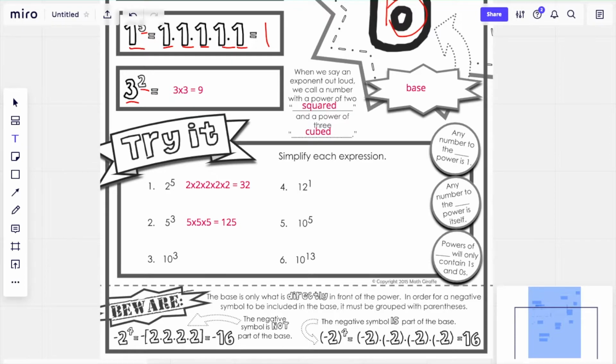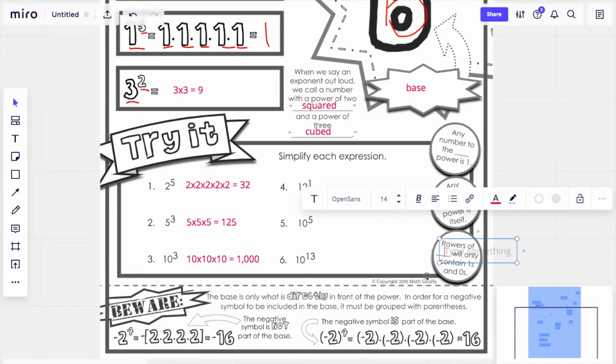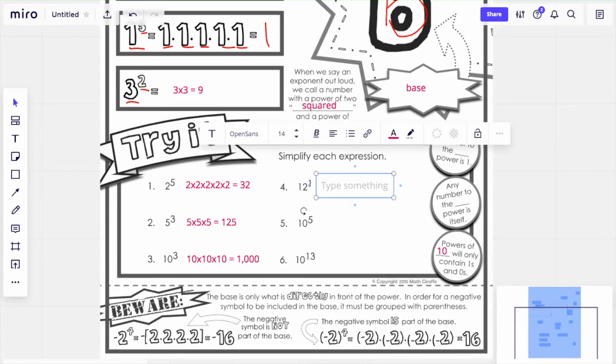Now in number 3, we're going to be looking at 10 to the power of 3, or 10 times 10 times 10, which would give us 1,000. So this is called a power of 10. And powers of 10 will always only have ones and zeros in the answer. You'll never see any other numbers in the answer. But remember, that is only for powers of 10. That means the base number is 10.